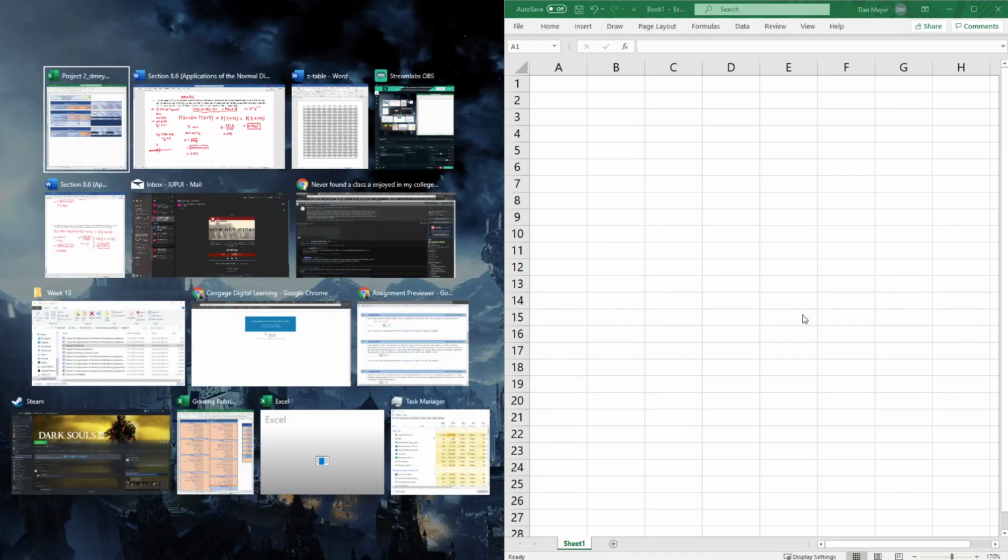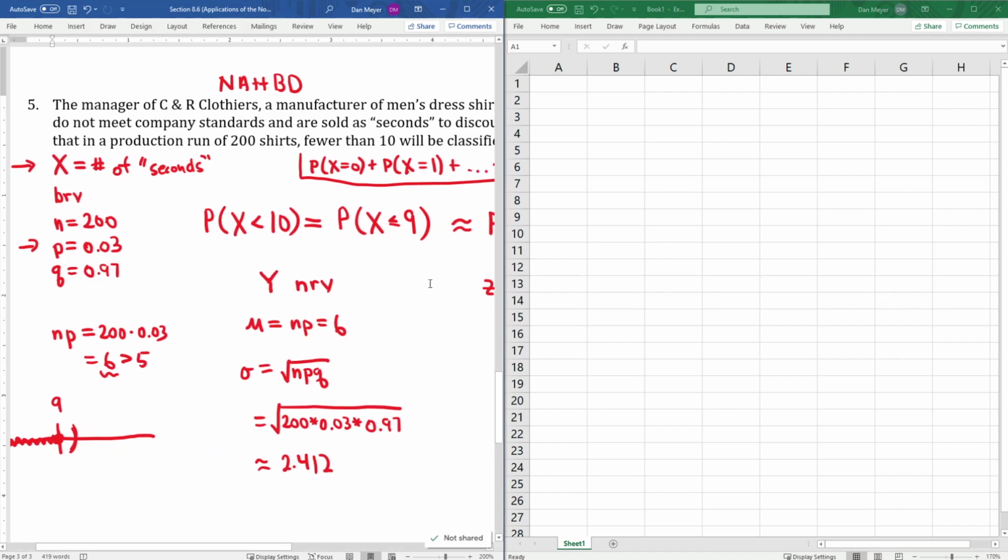in this problem number 5, we've got a bunch of x values, and we're going to find their corresponding probabilities and then add them up. And so we've got x's between 0 and 9, right? 1, 2, 3, 4, 5, 6, 7, 8, 9. And then the corresponding probability, we're going to use our binomial formula for each of these.